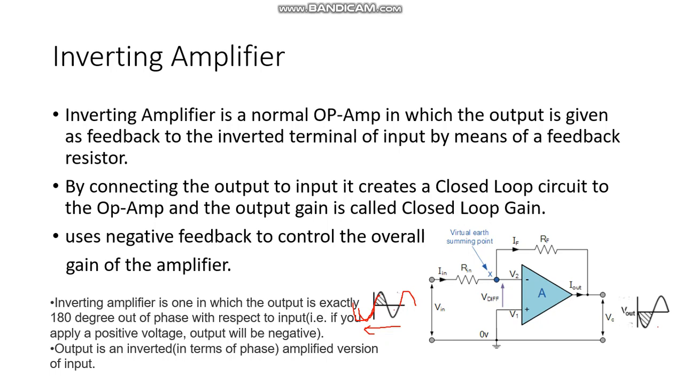An inverting amplifier is one in which the output has exactly a 180 degree phase shift with the input signal. Applying a positive voltage will give a negative output voltage. I am giving a plus 10 volt, let us suppose. Here I will get a minus 1000 volt like this.